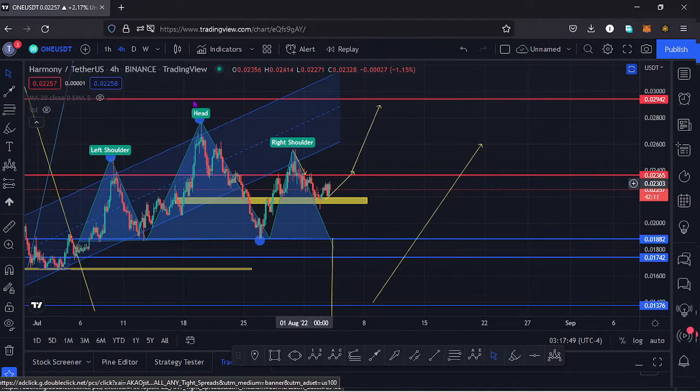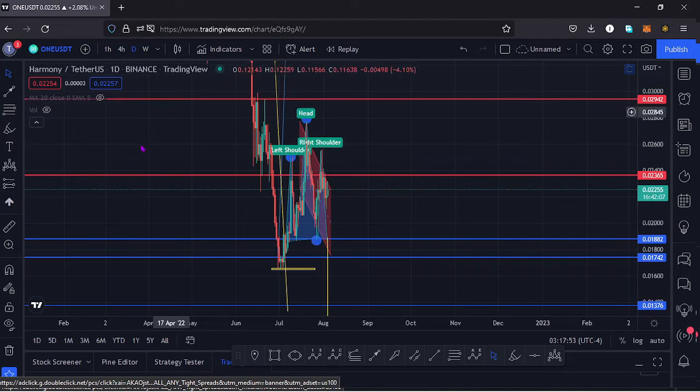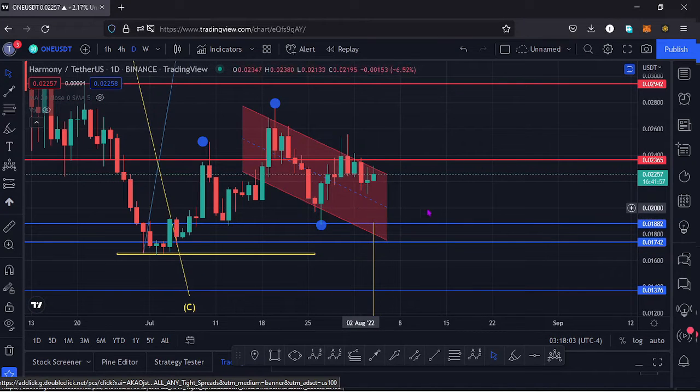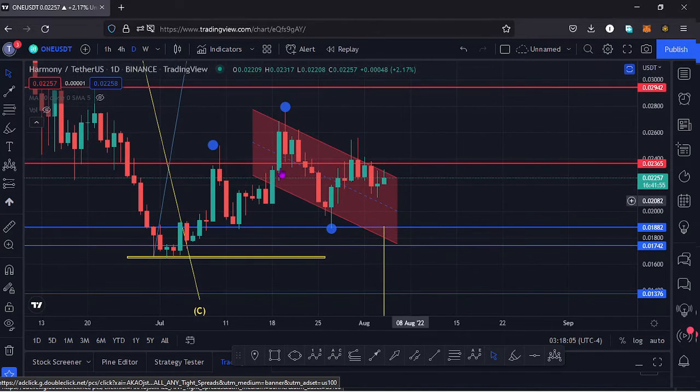So if we continue pushing higher and make a new high here, that will be invalidating this head and shoulders pattern. And if we also jump to the daily chart, where we also have another pattern, here on the daily chart we have this descending channel which has more than 3 touch points, and the price of Harmony 1 has continued to respect. It also gives me key movements that might play out on this chart.